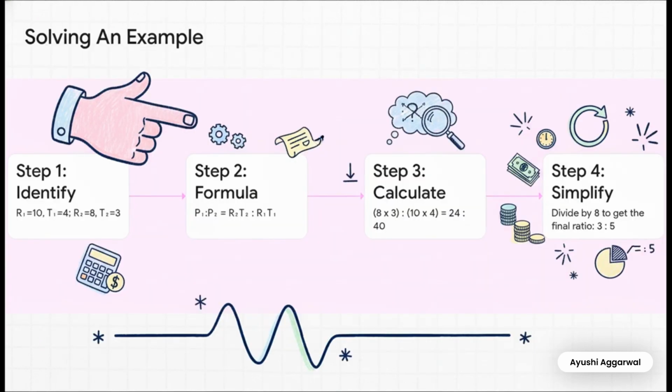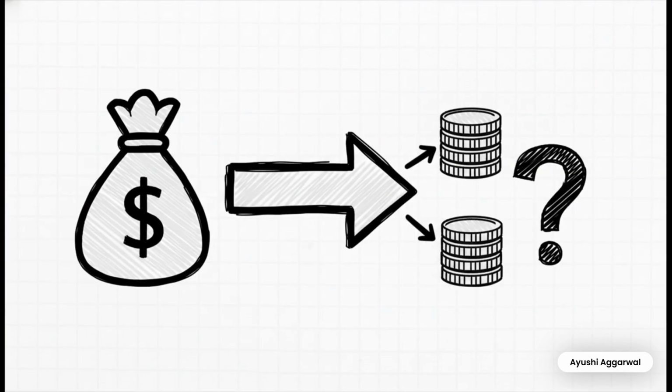In this example, R1 is 10, T1 is 4, and R2 is 8, T2 is 3. So we just plug them into our shortcut. R2 T2 is to R1 T1. That's 8 times 3 on one side and 10 times 4 on the other. So we get 24 is to 40. Just simplify that. Divide both sides by 8, and bam, you get 3 is to 5. How easy was that? Okay, nice work.